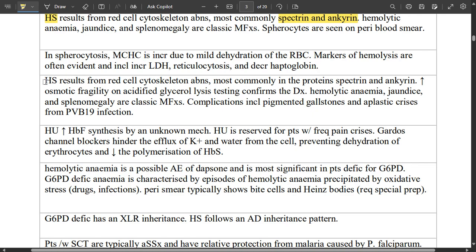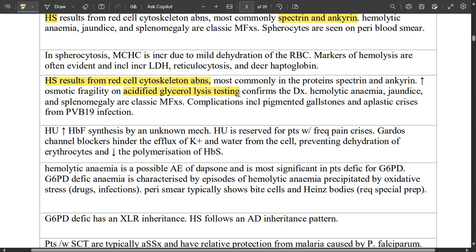Okay, HS means hereditary spherocytosis. It results from hereditary cytoskeleton abnormalities, most commonly the proteins spectrin and ankyrin, and there is increased osmotic fragility. Because the RBCs are now round, there is more fragility of the red cells. On acidified glycerol lysis testing, those RBCs, when kept in glycerol which has some acid in it, lyse, thus confirming the diagnosis. Hemolytic anemia, jaundice, and splenomegaly are classical manifestations.